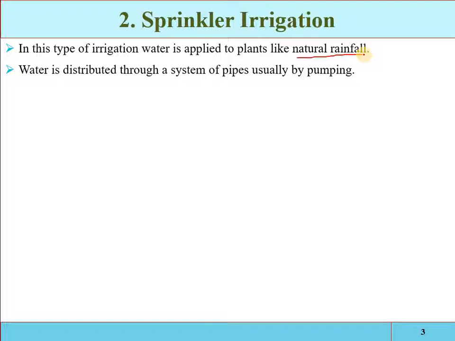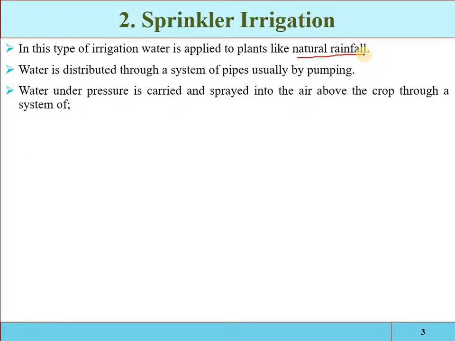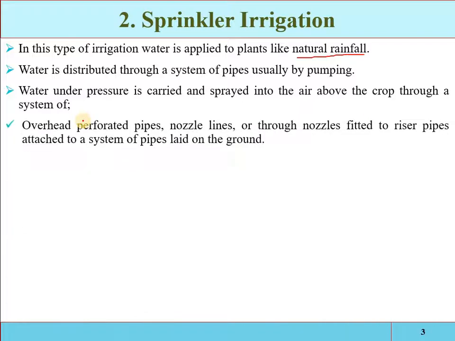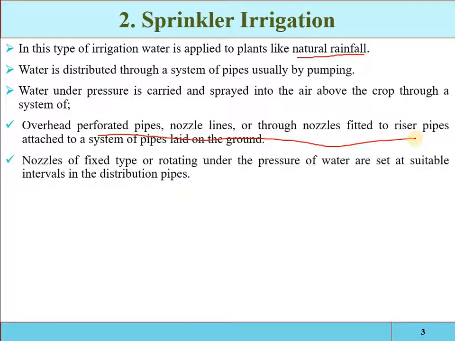There is the main pipeline, then the sub pipeline, then the laterals. The sprinklers are connected with the laterals, and the water is discharged by the sprinklers. Water under pressure is carried and sprayed into the air above the crop through a system of overhead perforated pipes and nozzle lines. These are the different components of the sprinkler irrigation system which are used in the application of water.